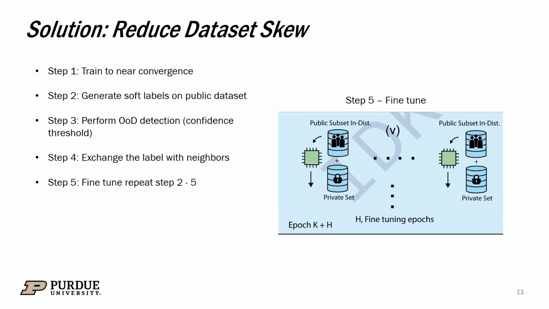We take the labels from our neighbors and use them to fine-tune the local model. Next, we repeat steps 2 to 5, which is generate soft labels, perform OOD detection and exchange these labels, and fine-tune until convergence.